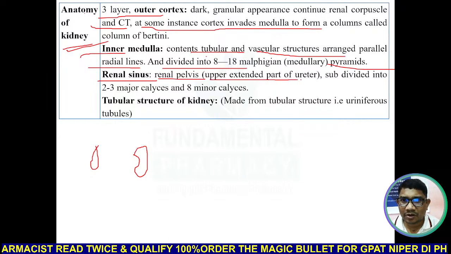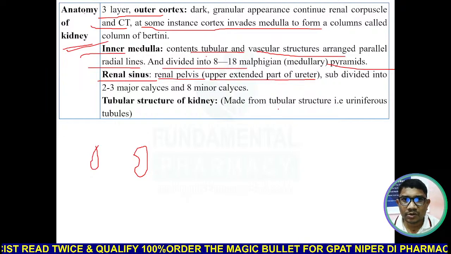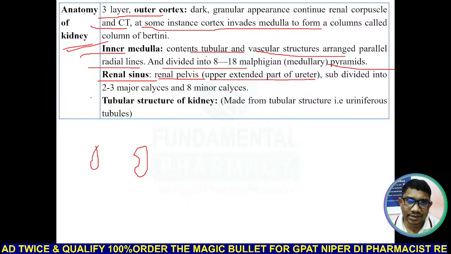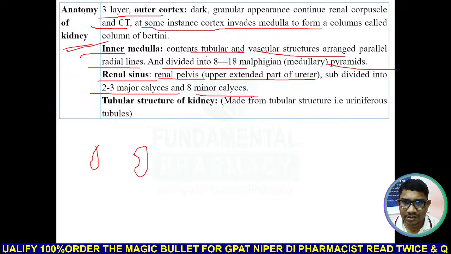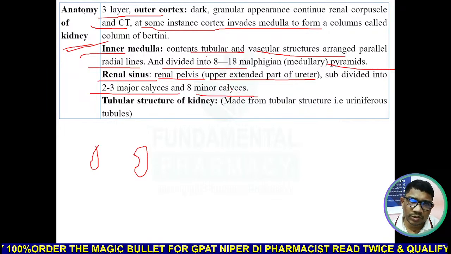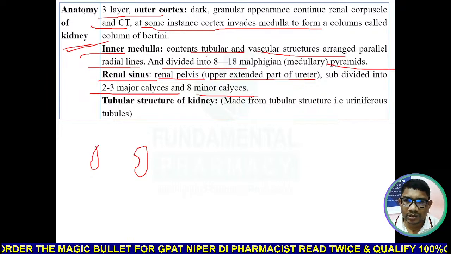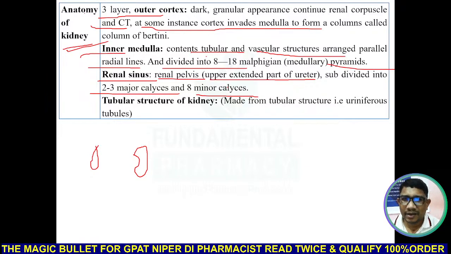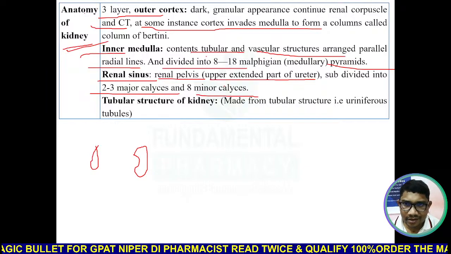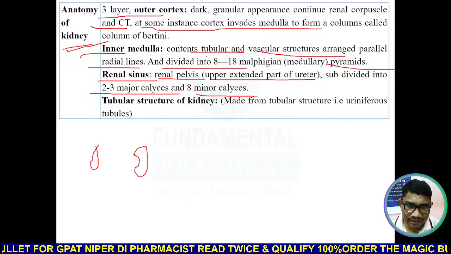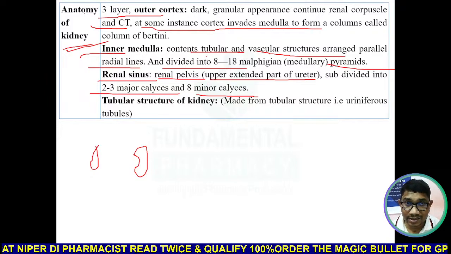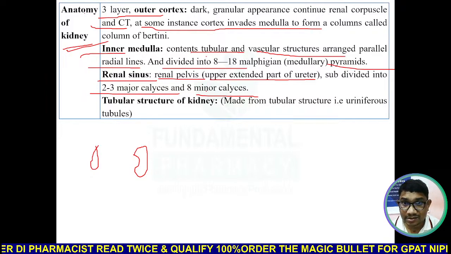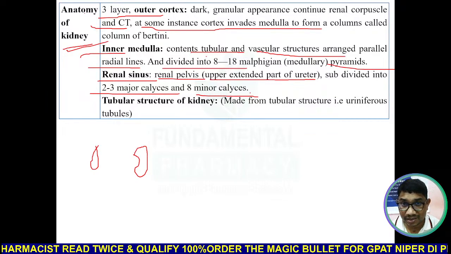Upper extended part of ureter, which is subdivided into 2 or 3 major calyces, and 8 minor calyces. मतलब जब यूरिन फॉर्मेशन होता है, when there is a formation of urine in the nephron, so that is collected in the renal pelvis via these calyces, 2-3 major calyces and 8 minor calyces.